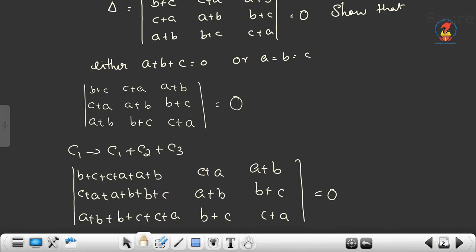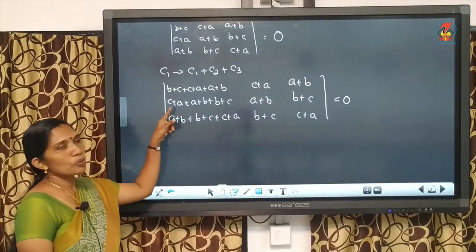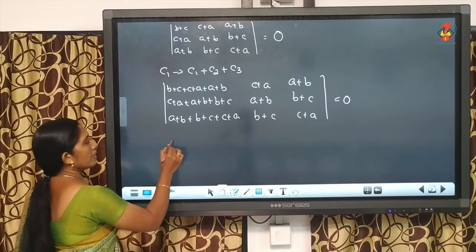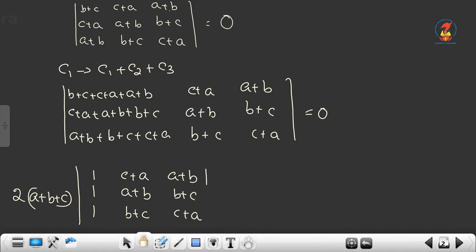That is equal to 0. Now, look at the first column. The first element is 2A plus 2B plus 2C. Here also 2A plus 2B plus 2C, 2A plus 2B plus 2C. So, we can take that 2 times (A plus B plus C) outside. Then the first column becomes 1, 1, 1. The other entries are C plus A, A plus B, B plus C, A plus B, B plus C, C plus A.